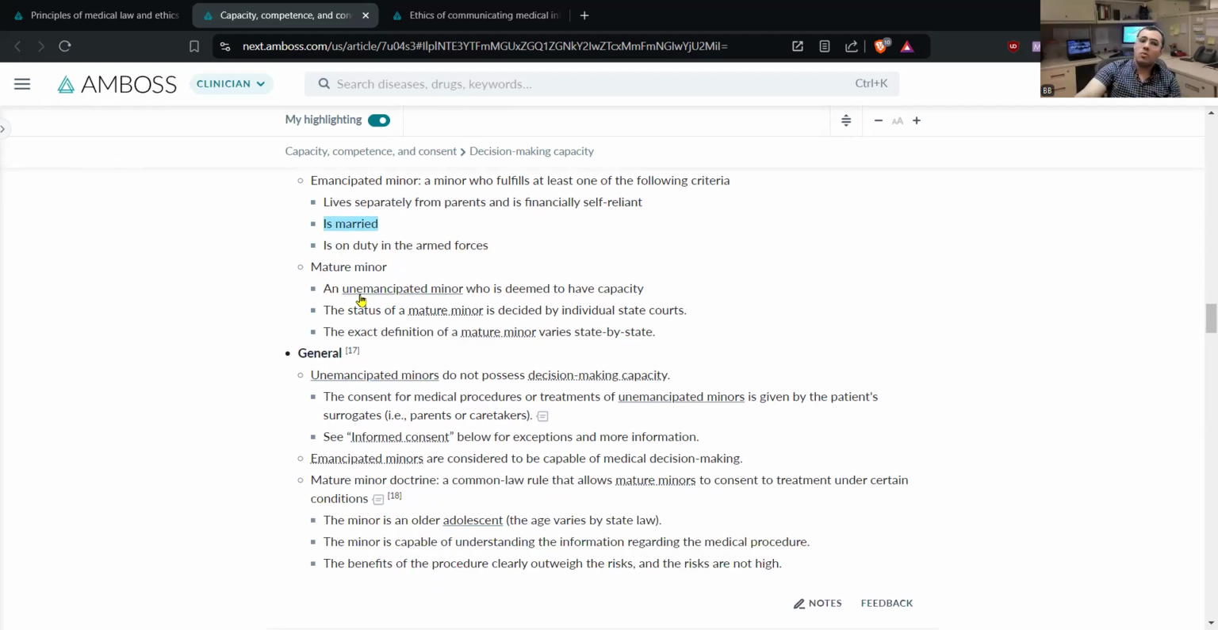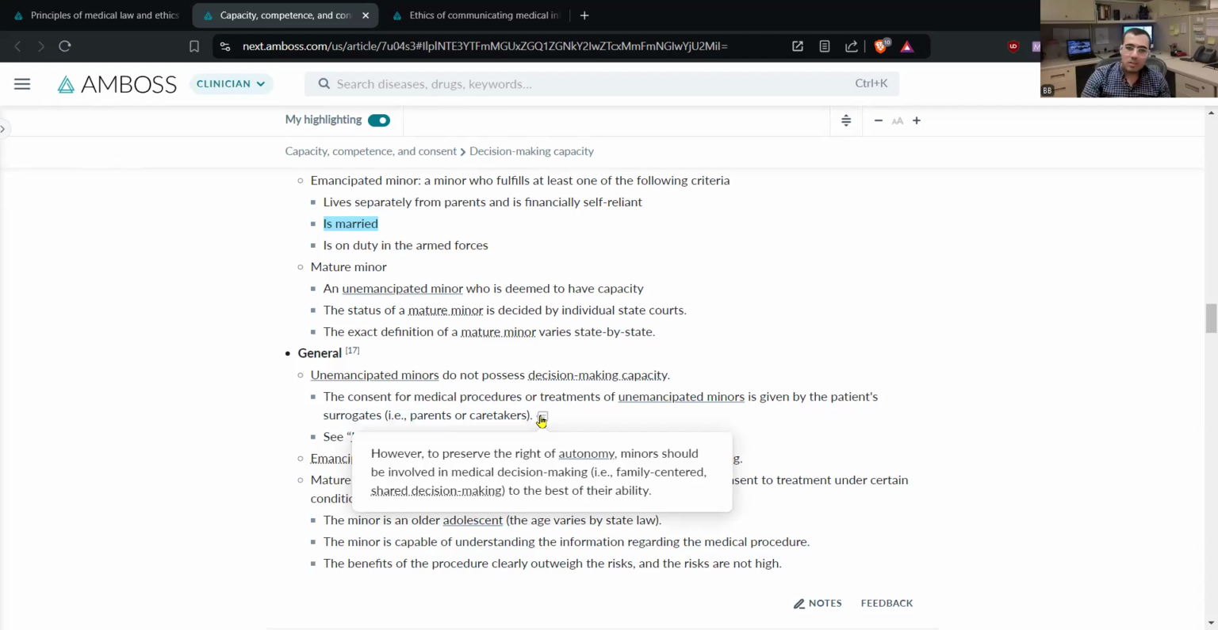Okay, a mature minor, like an emancipated minor, is deemed to have the capacity. The status of a mature minor is decided by individual state courts, and the exact definition varies by state. So, in general, unemancipated minors do not possess decision-making capacity. The consent for medical procedures or treatment of unemancipated minors is given by the patient's surrogate, like parents or caretakers. However, to preserve the right of autonomy, minors should be involved in medical decision making, like family-centered decision making, to the best of their ability.